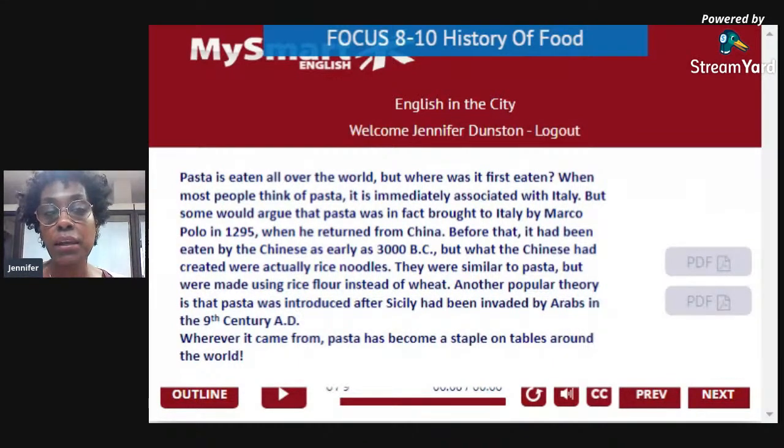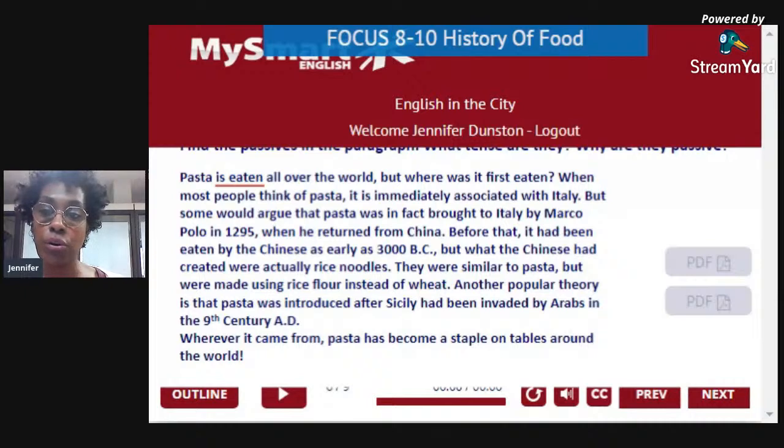We said before at the beginning of our focus that in order to construct a passive phrase, we need the verb to be, is or are, and we need the past participle. Do we see any examples of that in the first part of our text? Pasta is eaten all over the world. But where was it first eaten? Does anybody see an example of a passive phrase? Is eaten. Very good, Sabrina. And there's our first example of a passive phrase. Pasta is eaten all over the world.